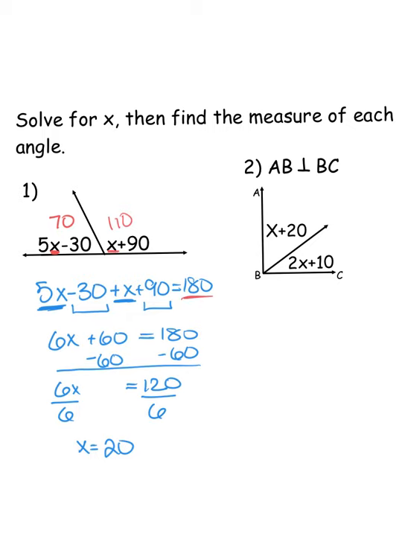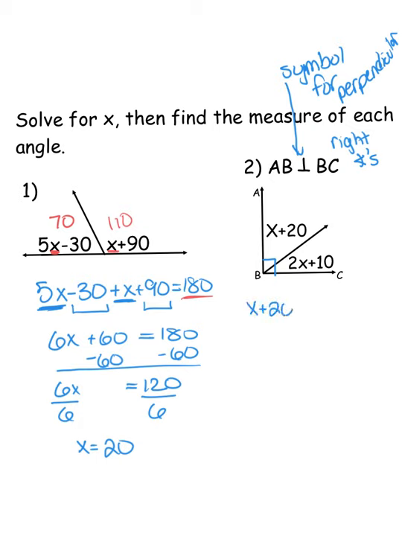If I look at the second example, it says AB is perpendicular to BC. That there is the symbol for perpendicular. And perpendicular means right angle. So technically we could put a little box there. So now we know that those two angles have to add up to 90 degrees.